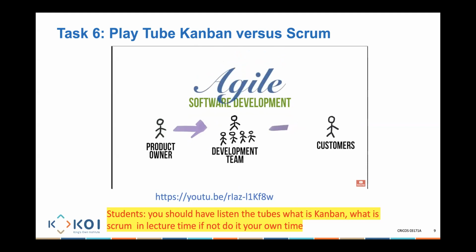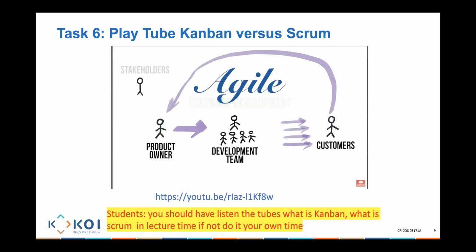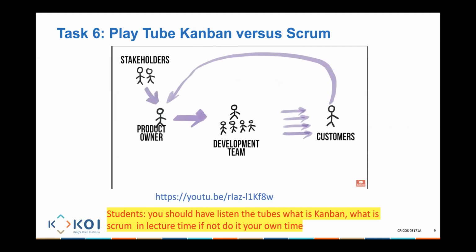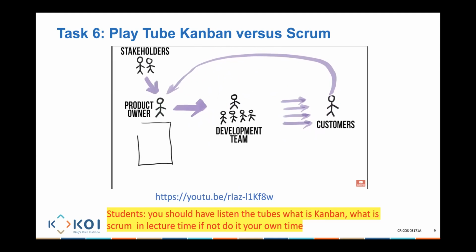What makes software development agile is that value is delivered to the customer in small increments. And importantly, feedback is gathered from the customers and fed back into the process. It's the product owner's job to take input from customers and from other stakeholders and to organize it into a prioritized list of features and user stories. This list is known as the product backlog.